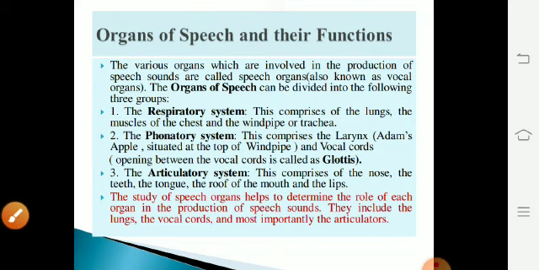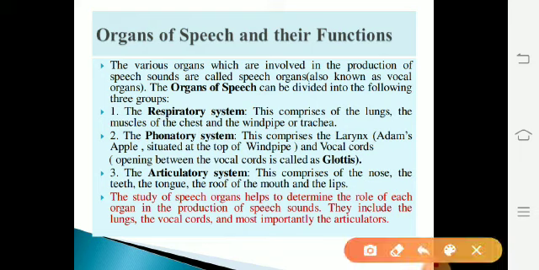Now we are going to move further and talk about the organs of speech and their functions. The various organs which are involved in the production of speech sounds are called speech organs, also known as vocal organs. The organs of speech can be divided into three groups. Before that, I am going to talk about the primary function of the organs of speech. The primary functions are different.